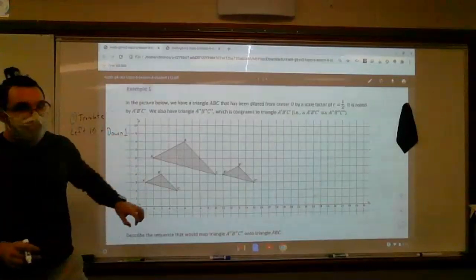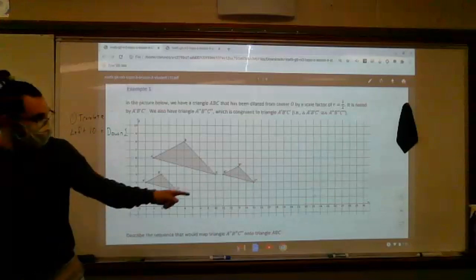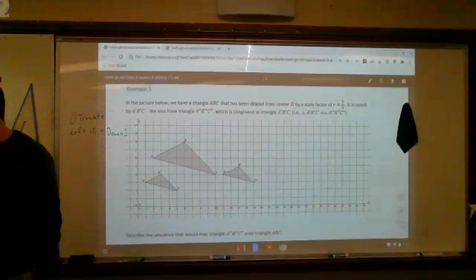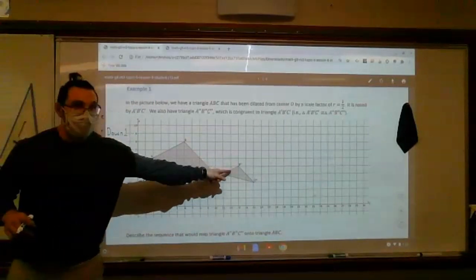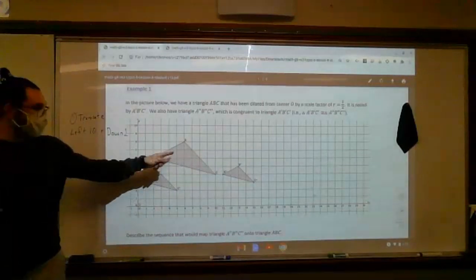So what I've done is I've taken this left 10, down 1. Guess what? Because it's rigid and these are the same exact shape, do I have to do that for every point? No, because they'll all move together. So I've now mapped the double prime onto this one. So now I'm going from these primes back to the original.